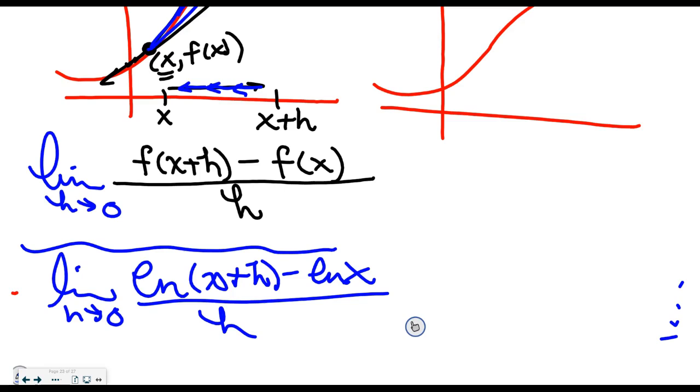Of the derivative for which function? It's the derivative of natural log, so don't circle natural log. What's the derivative of ln x? 1 over x.